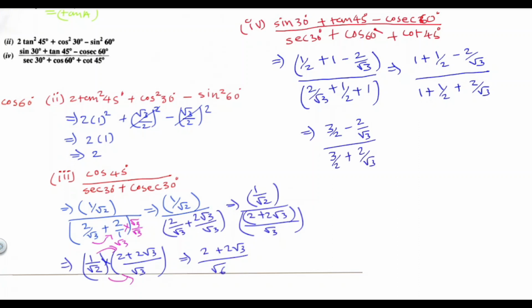Okay. Now what to do? Now we have to find the LCM of these denominators. So the LCM will be 2 root 3. So we just multiply the first term with root 3 and the second term with 2. So we'll get 3 multiplied by root 3 is 3 root 3 divided by 2 root 3, minus 2 multiplied by 2, which is 4, divided by 2 root 3.